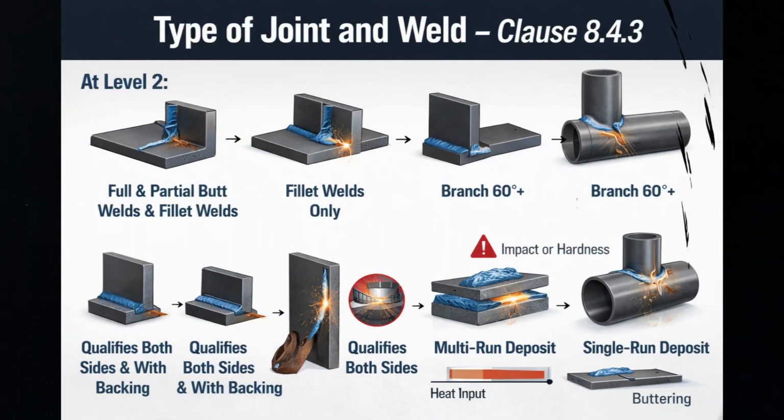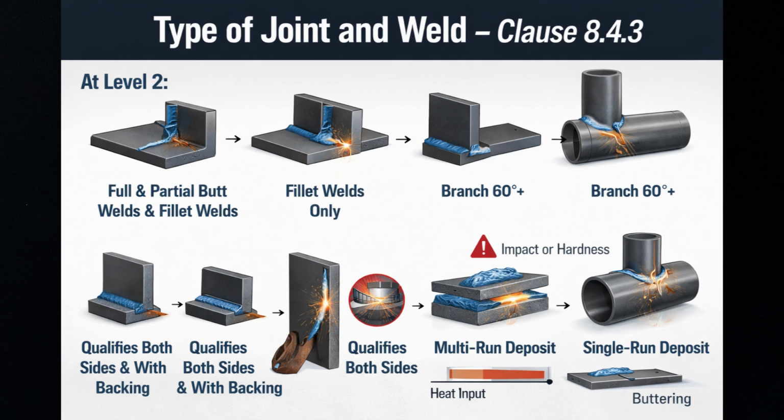Type of joint and weld, Clause 8.4.3. We touched on this in Lecture 3, but let us review the specific qualification hierarchy. At Level 2, full penetration butt welds qualify full and partial penetration butt welds, and fillet welds in any joint type. Butt joints in pipe qualify branch connections with angles of 60 degrees or greater. Fillet welds qualify fillet welding only, they do not qualify butt welds.